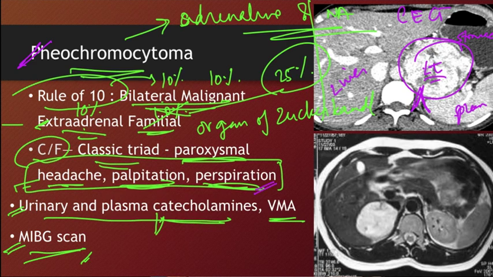So, always for Pheo, although the imaging features are quite typical, you always associate it with the clinical features and the plasma levels of catecholamines, VMA, and also if in doubt, you go for a MIBG scan to confirm your diagnosis. Next, on an MRI.